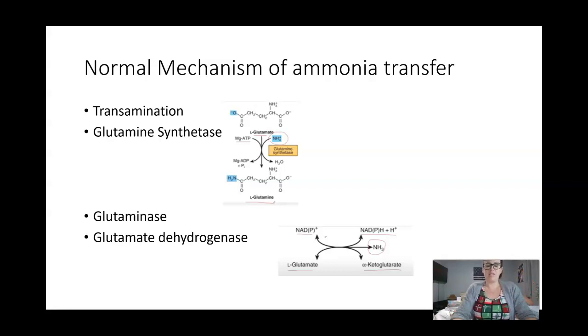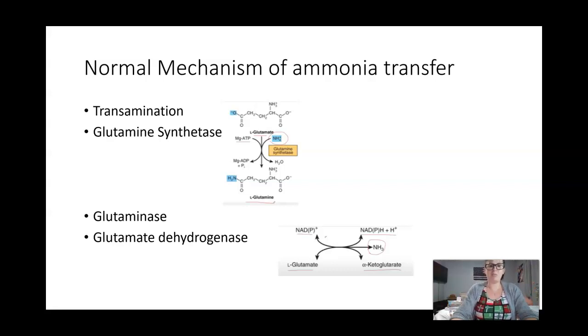So alanine, for example, can undergo transamination with alpha-ketoglutarate. The resulting products are alpha-ketoglutarate with the addition of the nitrogen, which is known as glutamate, and then on the other side, pyruvate with the loss of the nitrogen.